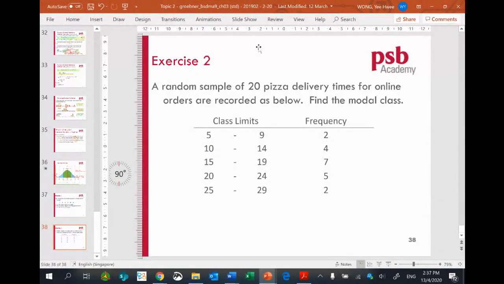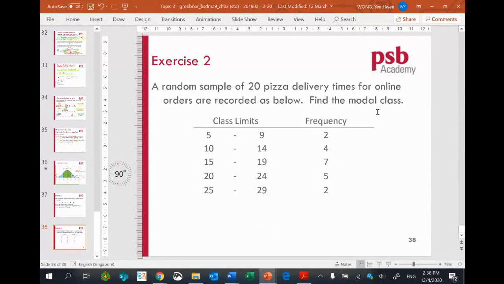you have a random sample of 20 pizza delivery times for online orders. They are all in minutes: 5 to 9 minutes, 10 to 14 minutes, and so forth. So of the 20 pizza deliveries, 2 will be delivered between 5 to 9 minutes, and 2 will be delivered between 25 to 29 minutes. This is just a rough guide; we are not so particular about 9.1, 9.2, or 9.8 or whatever. So we just put it this way, right?